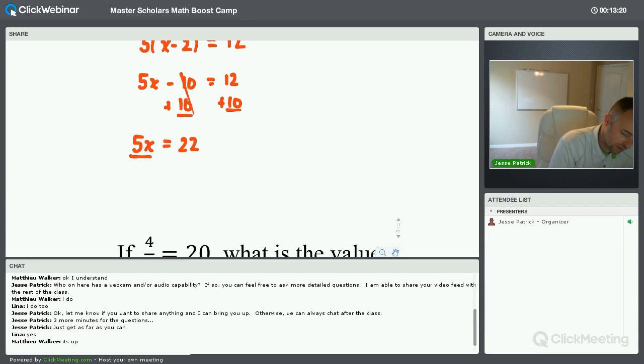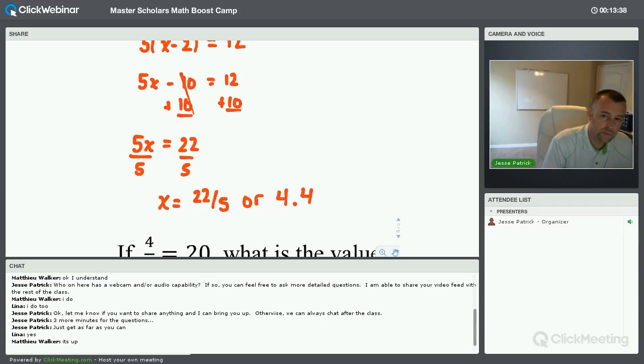And finally, I'll divide both sides by 5. And that would be, well, just 22/5. You can probably leave it that way. Or I can say it's, let's see, 5 goes into 20 4 times. 2/5 is 0.4. You can use a calculator if you wanted, but 4.4 would also be an answer on that one.